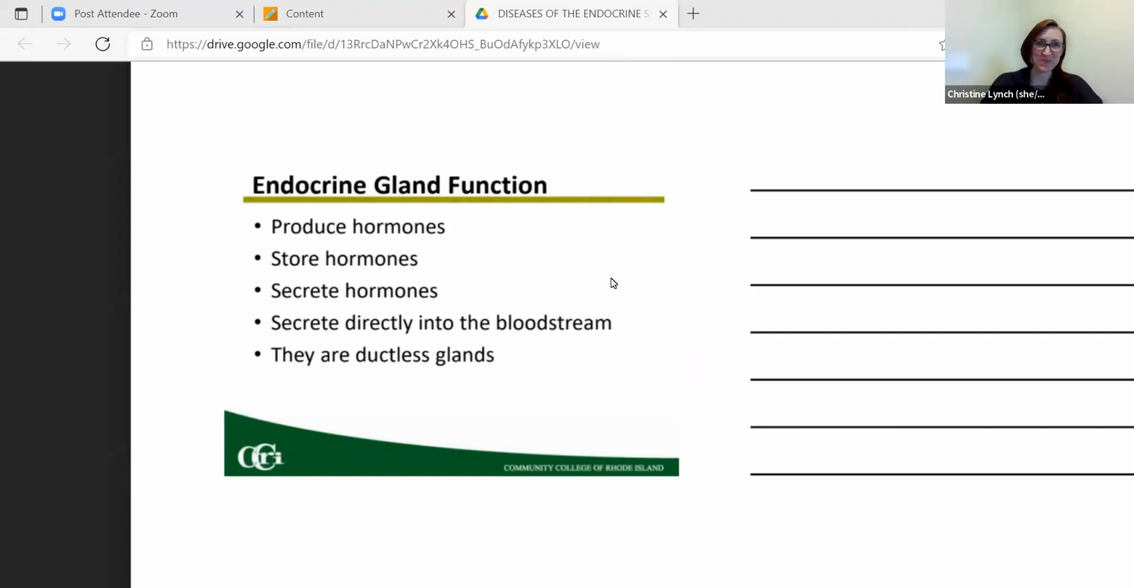All right. Endocrine gland functions. They produce hormones, store hormones, and secrete hormones. Endocrine glands will secrete directly into the blood system. They are ductless glands. They differ from exocrine glands because exocrine glands do have ducts. So just a little difference of that.